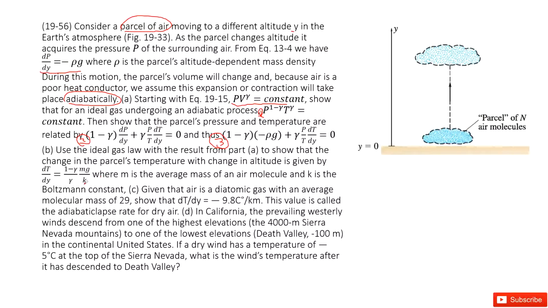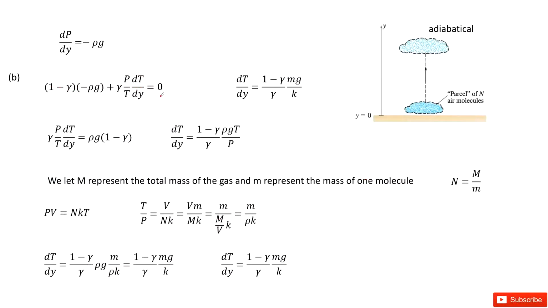The B part tells you we need to prove this function: dT over dy equal to 1 over gamma, mg over k. So we need to prove this part. So how can we do that? From this equation, we can write the dT and dy on the left hand side, the rest of the part to the right hand side, right?